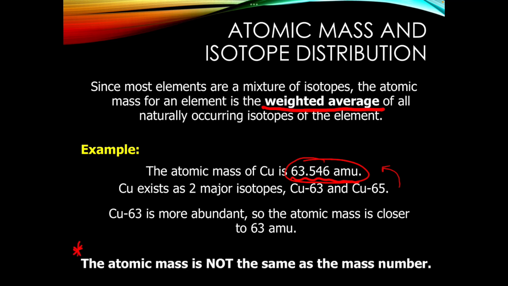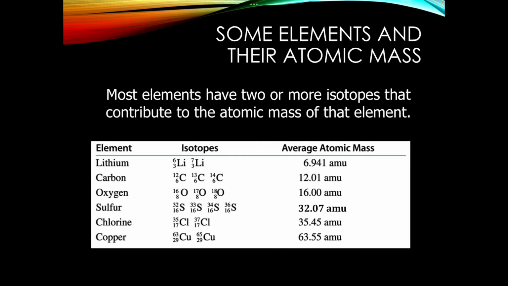And I do want to remind you again, the atomic mass is not the same as the mass number. The atomic mass is this, right? That is always going to be a decimal number, whereas our mass number is always going to be a whole number because it's the number of protons plus neutrons. So please, please, please keep those straight.